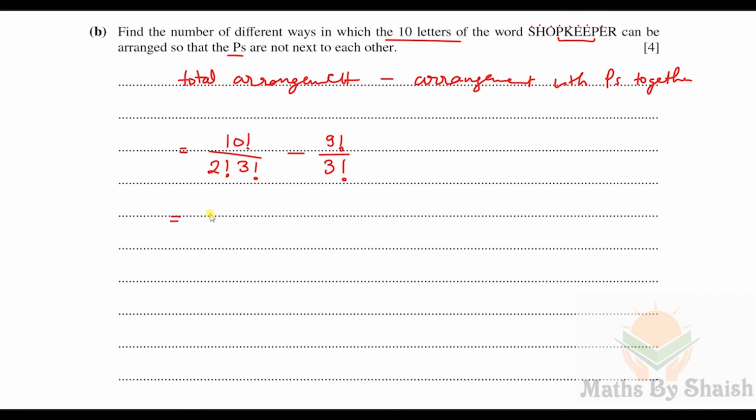So the first value is going to be 302400, and this value is 60480, and hence the final answer is going to be 241920. So this is the total arrangements where these p's will not be next to each other. I hope it is clear.